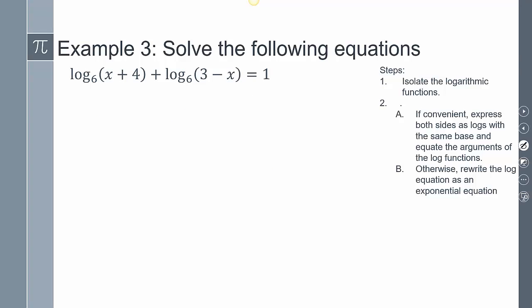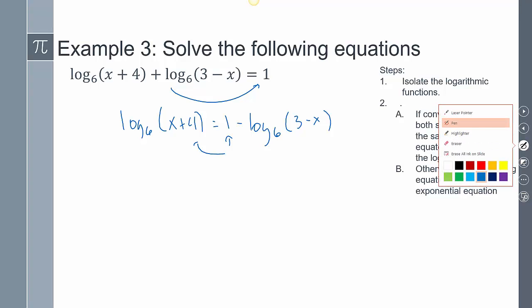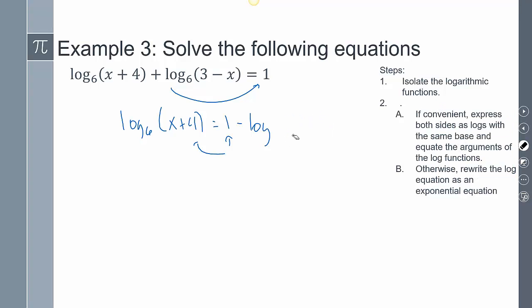Now this next one here. Isolate the logarithmic function. Well, I have 2 logs. I can't really get one by itself. What if I were to bring this log to this side? I would get log base 6 of x plus 4 equals 1 minus log base 6 of 3 minus x. Well, I still have this 1. What if I move the 1 over here? Well, that doesn't help me at all. So I can't necessarily isolate a log just yet. So we have to think a little differently. And we're going to have to go to the properties of logs to help us now.